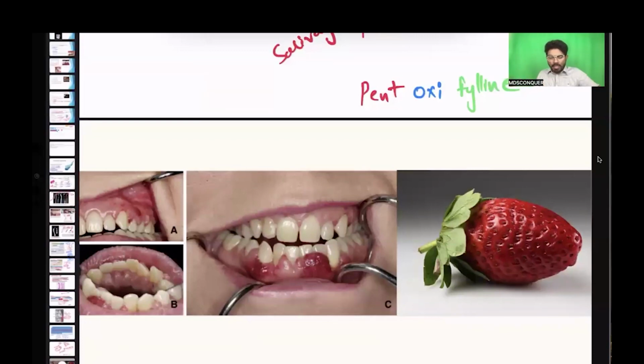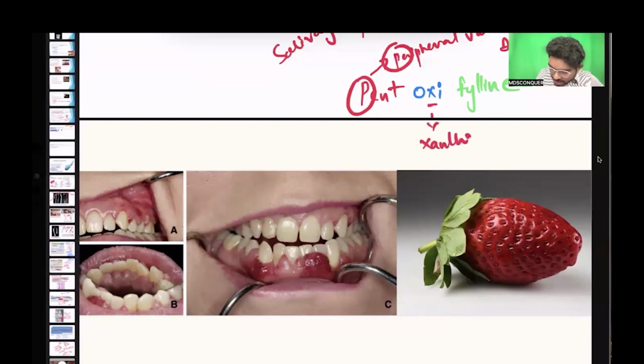Let's split this drug into three parts. This drug is basically useful for treatment of peripheral vascular diseases, so you can remember P with peripheral vascular diseases. Then X: this is basically a xanthine derivative drug, which increases the blood flow by increasing the oxygen supply.